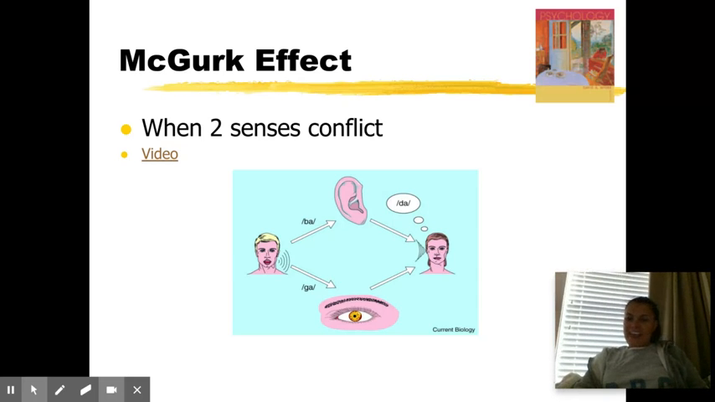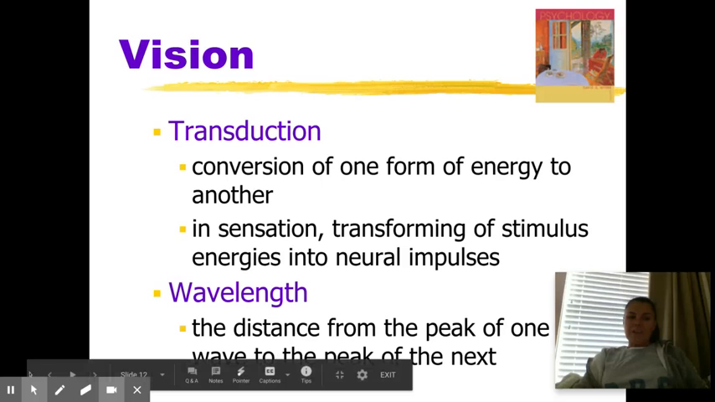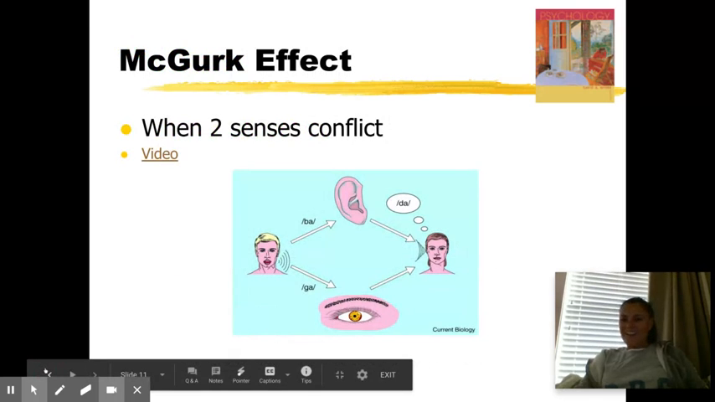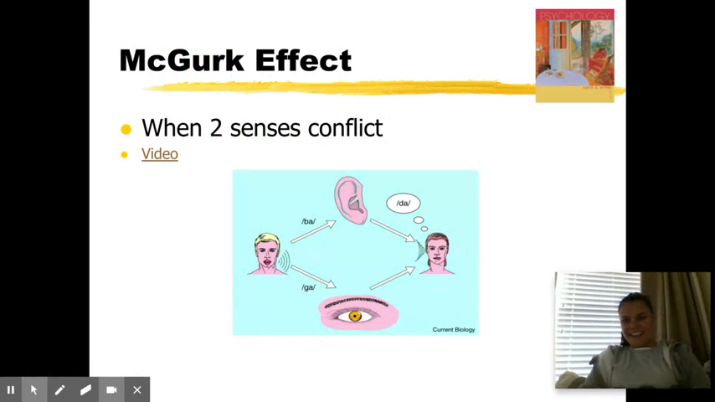All right, guys. That's going to be it. We'll be talking about vision in our in-class session days, and you're done with looking at some basic vocab for sensation.